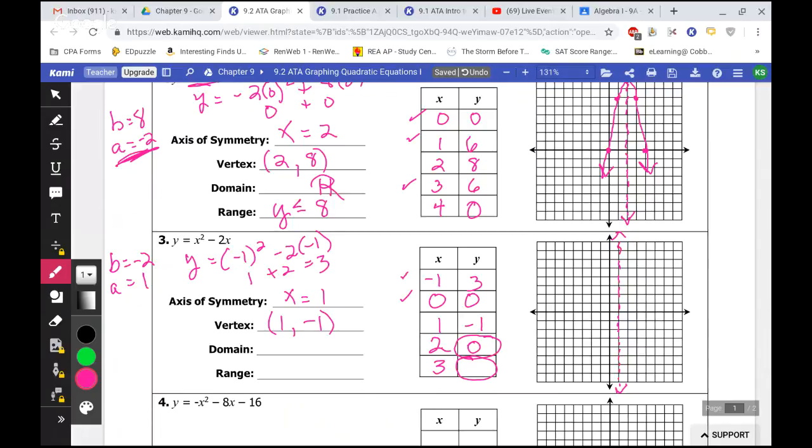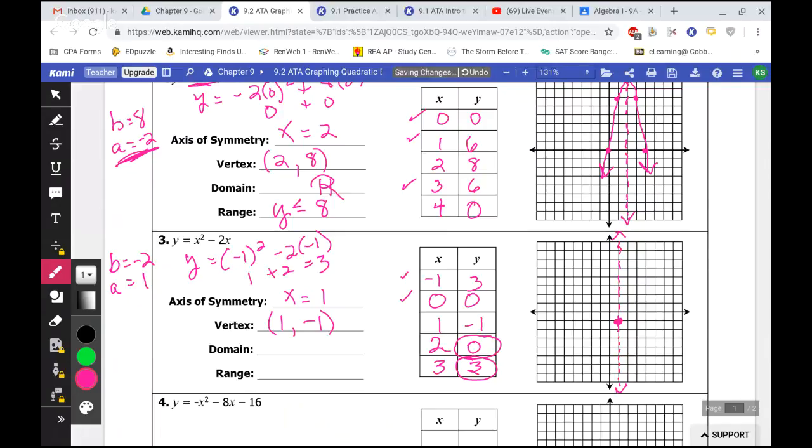Based on symmetry. It's a pattern. Maybe. 3. Good job. So now we have all of our points. The first one we're going to plot is 1, -1. So I'm going to go over 1 and down 1.